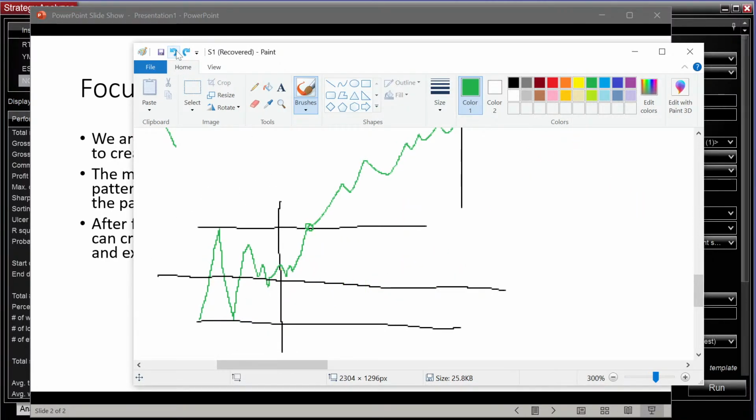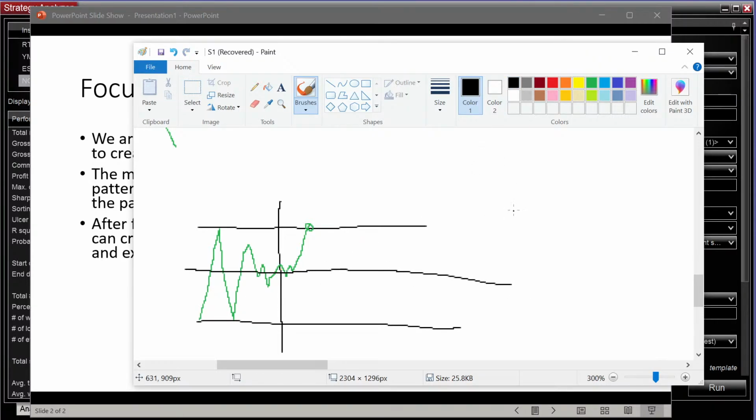We get that away. We just remove that too. Okay, I'll bring it to there. Bring the midline back in.